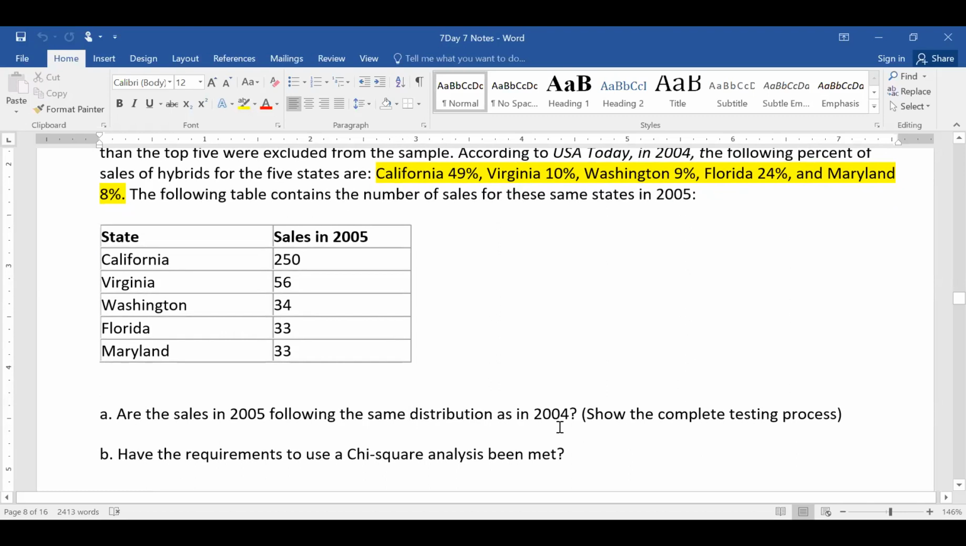Right there, you can see I highlighted in yellow the distribution for 2004, the percentage breakdown. This is like that first scenario that I told you about, a specific distribution. They're not all equal: it's 49, 10, 9, 24, and 8. That's not equally likely. Equally likely would be 20% for all of them. So it's definitely that first one I showed you, the specific distribution. That's how you're going to know which one it is. It's not a guessing game. You just have to read to see what it is.